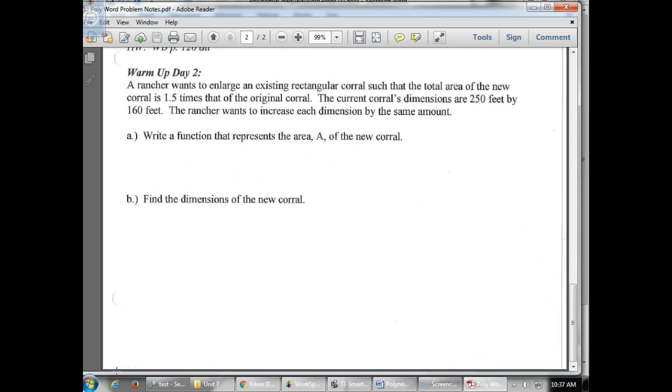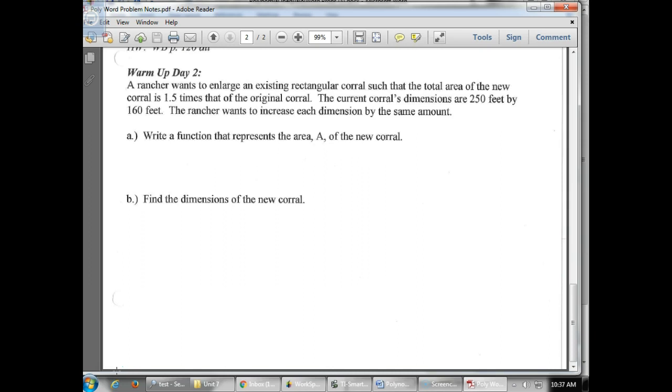So a rancher wants to enlarge an existing rectangular corral such that the total area of the new corral is 1.5 times that of the original corral. The current corral's dimensions are 250 feet by 160 feet. The rancher wants to increase each dimension by the same amount. Okay? So, what did y'all come up with?